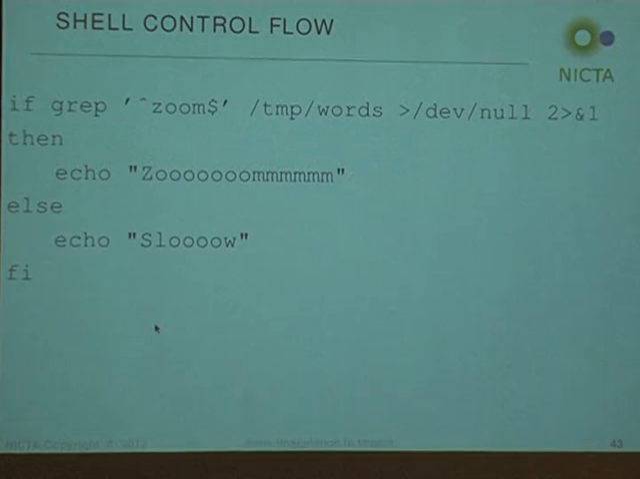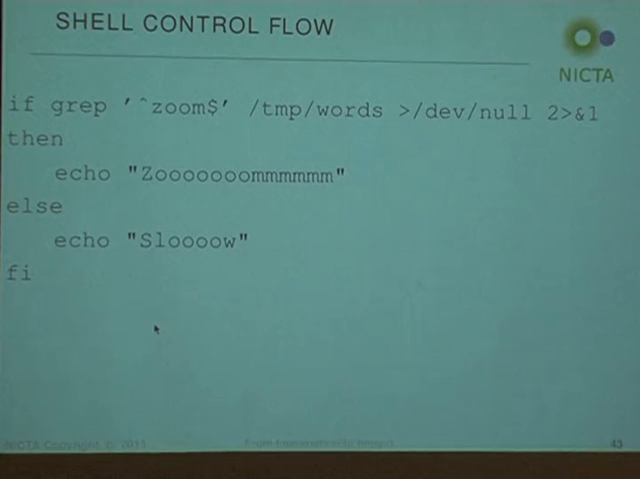So here's an example using that word list we just created. If grep, which stands for globally find a regular expression and print, zoom, beginning at the beginning of the line and ending at the end of the line, standard regular expression in September, throw away the result, then echo zoom, else echo slow.